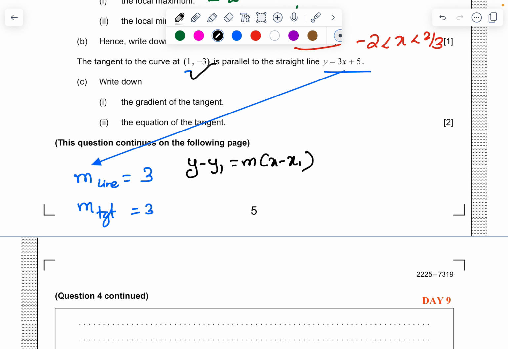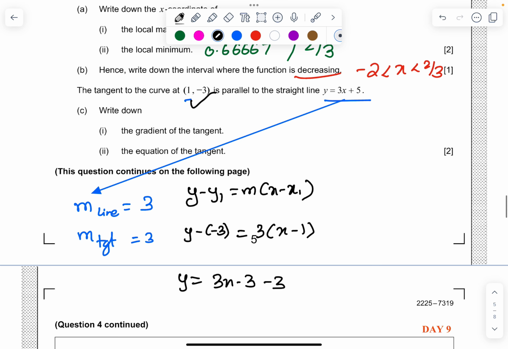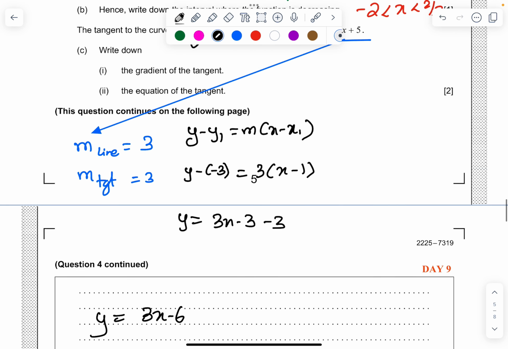So what am I going to do? Then y minus of minus 3 equals 3 times x minus 1. So y equals 3x minus 3 minus 3. So what do I get? y equals 3x minus 6. That is part C.